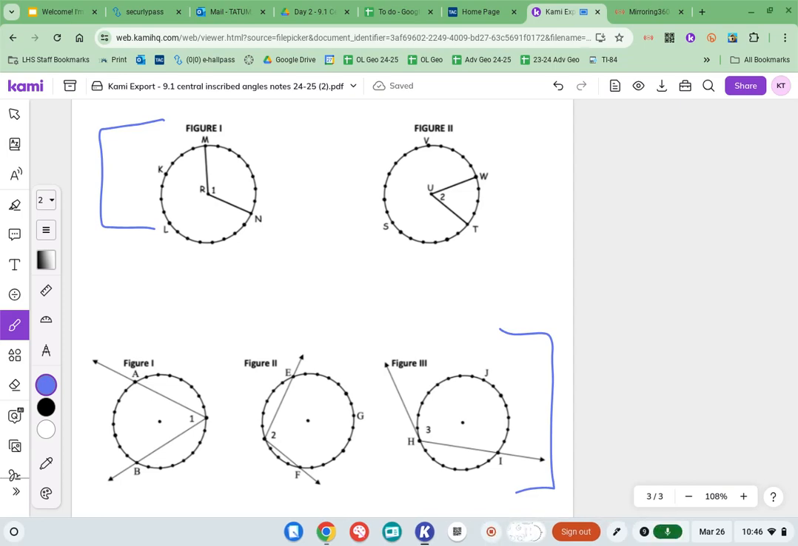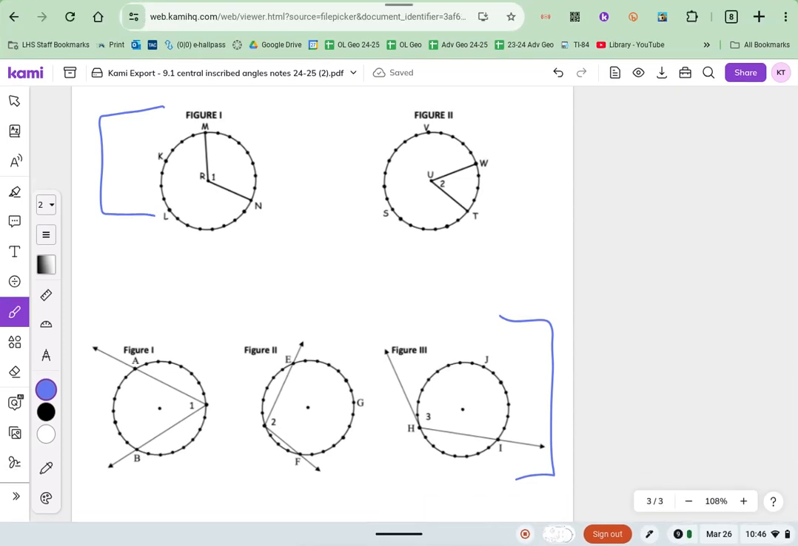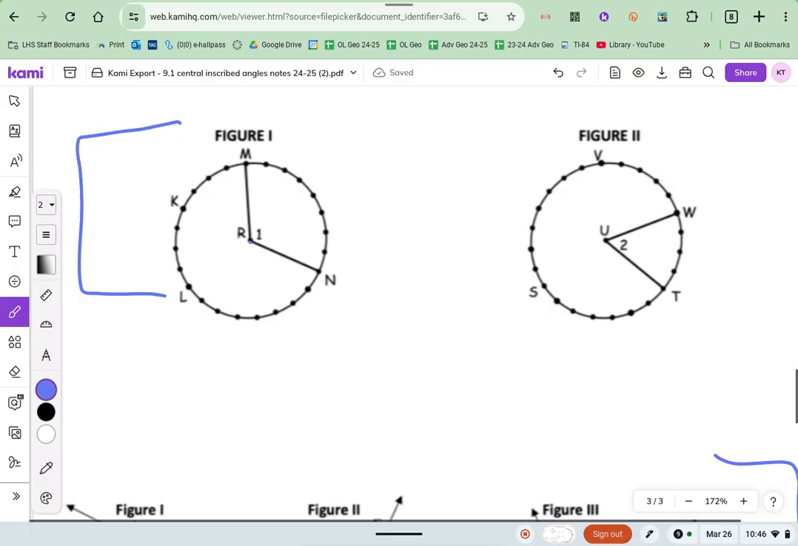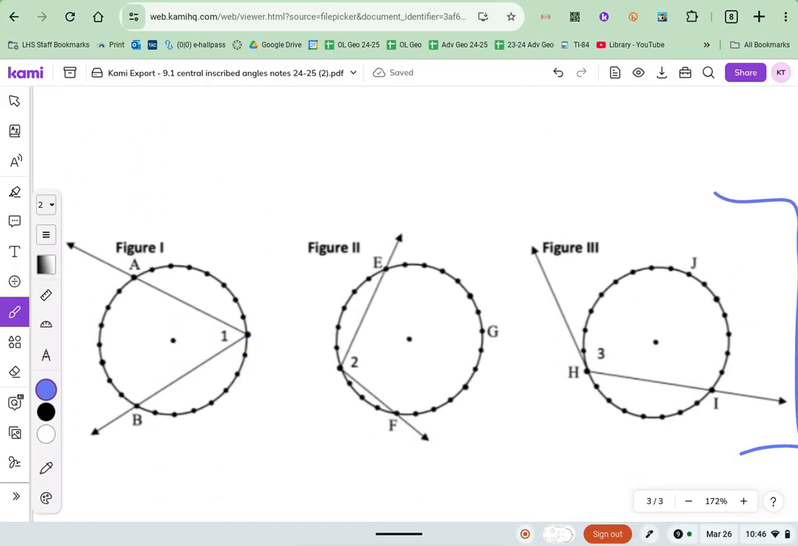Top row of angles is called central angles. So remember, that was our vocab word for describing an angle that has a vertex at the center of a circle, versus the ones down here, we call those inscribed angles because they have a vertex on the circle.